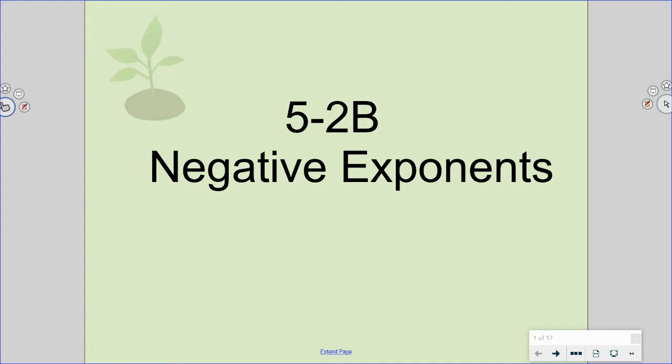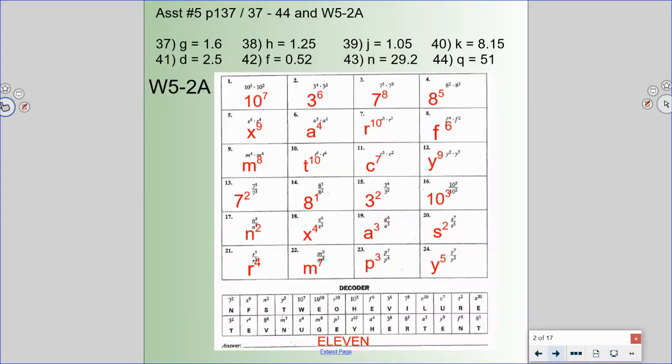Today we're focused on negative exponents, which is kind of sort of lesson 5-2, but it's kind of building it up a bit. Now let's pause for a moment, take a look at your assignment number 5. Check your answers, please hit pause, come on back when you are ready.